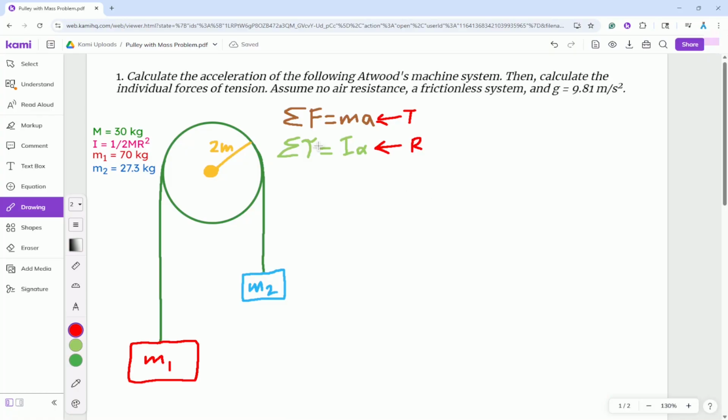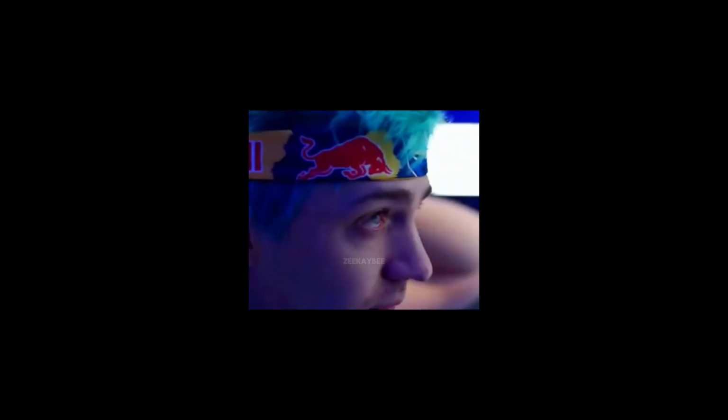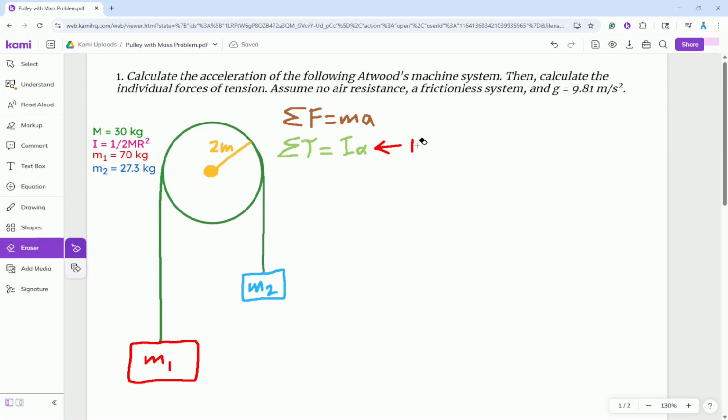Torque, which is what tau is represented by, yes, a Greek letter, because all Greek letters are sigma. Tau means torque, and torque is the rotational analog of force. I, which stands for moment of inertia or rotational inertia, is the rotational analog of mass. And do you know what else is massive? And alpha, which is angular acceleration, is the rotational equivalent of linear acceleration. So now that we have that out of the way, we can actually start doing something.